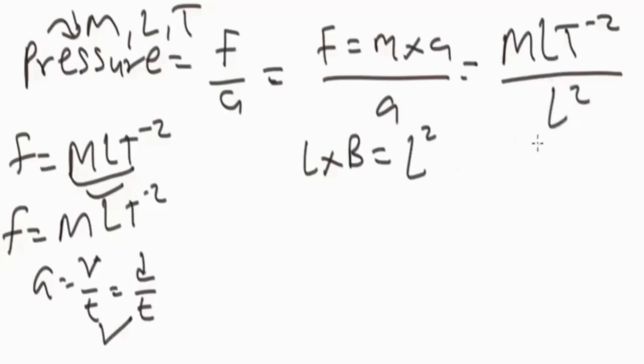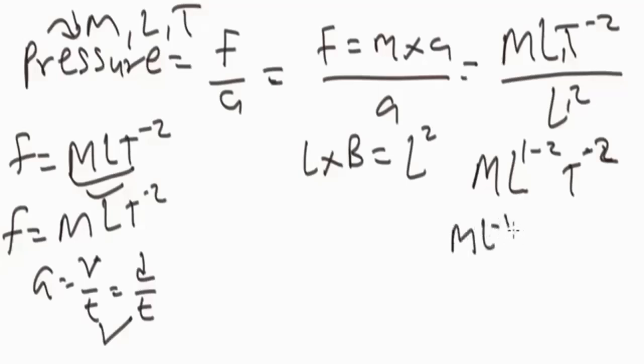So when you apply the law of indices, it states that when you have two bases that are the same, like L here, and they're dividing each other, you subtract their powers. So this is going to give us mass times length to the power 1 minus 2, per time squared. When you simplify, you have mass per length per time squared. This is the dimension of pressure.